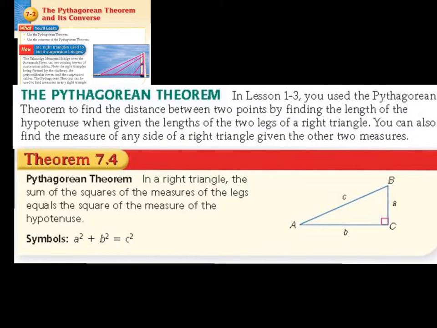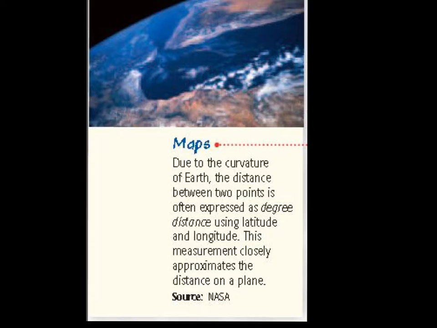In a right triangle, the sum of the squares of the measures of the legs equals the square of the measure of the hypotenuse. Or, we're used to saying a squared, which is one leg, the side opposite angle A, plus b squared, the other leg, the side opposite angle B, equals c squared. They use a lowercase c to represent the hypotenuse, the side opposite the right angle in the right triangle.